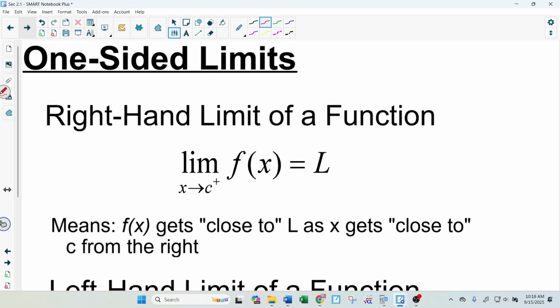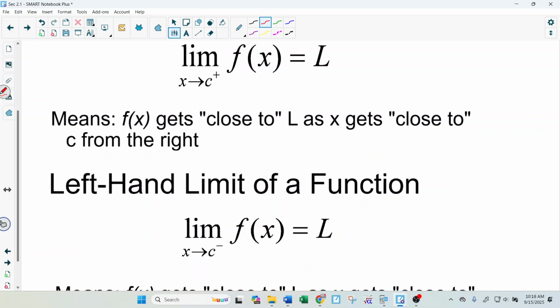And then we have a left-hand limit, which we have the minus, which you're approaching from the left side, but you're moving towards the right, but you're approaching from the left. And so this means what happens to the function as x gets close to c from that side. We could get into the whole epsilon delta thing again here with these kind of limits, but we're not going to. We've talked about that already.